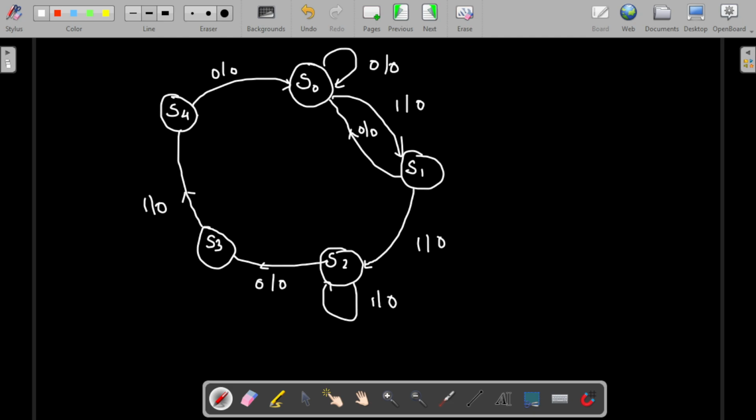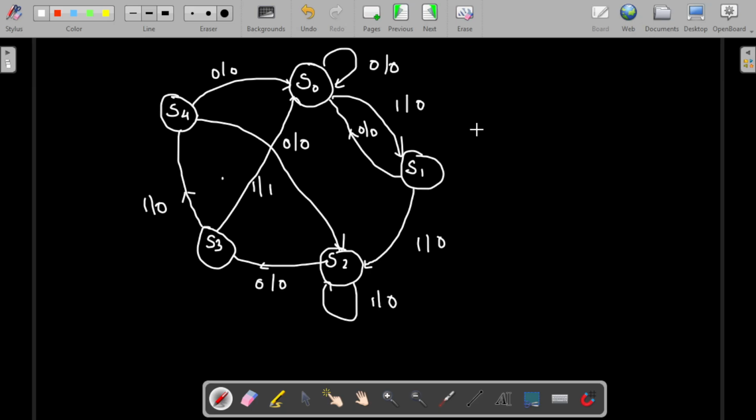Previously from S4 it would go to S0, but here, if you see, it goes back here when the input is 1 and the output is 1. From S3 it goes again to S0, which is only possible with input 0 and output 0. So this is the finite state machine for the overlapping sequence.